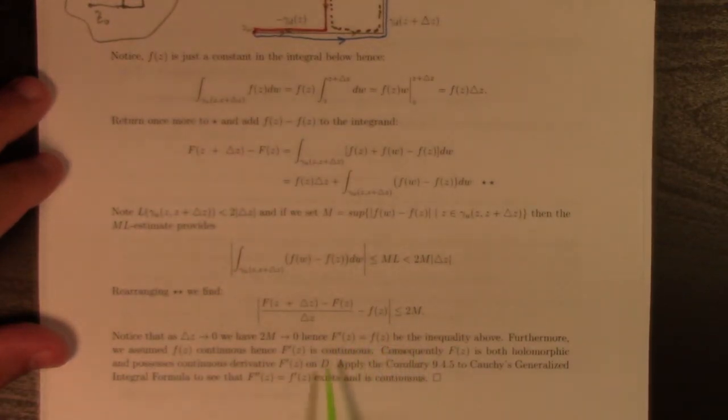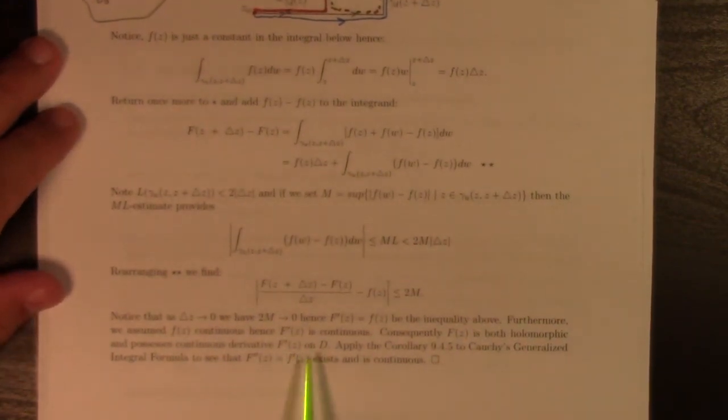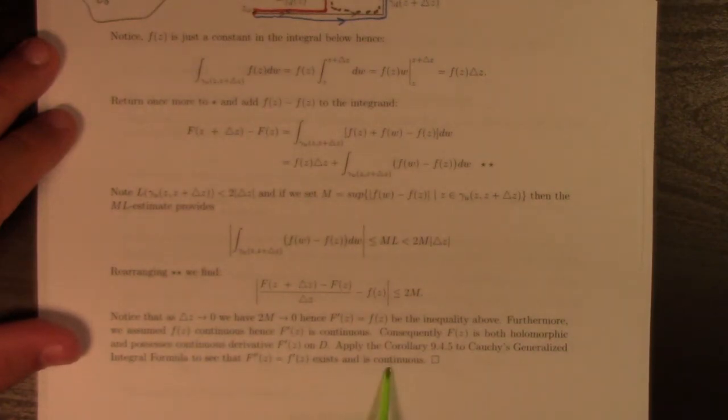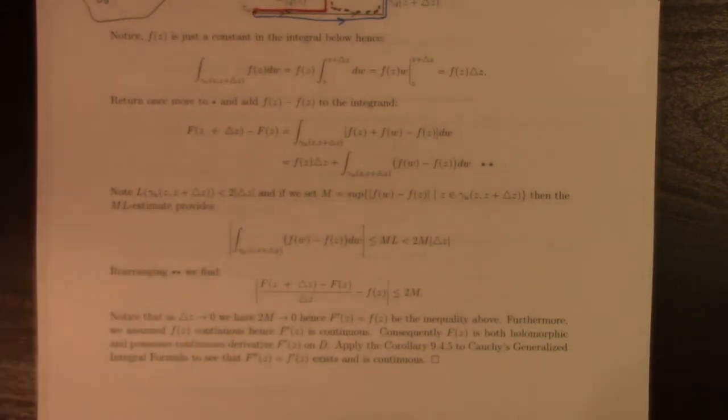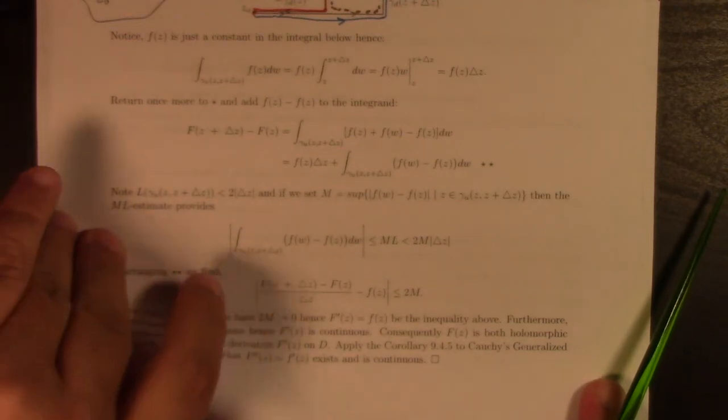Furthermore, since f is continuous, we have F prime of z is continuous, and so that means that the big F is both holomorphic and possesses continuous derivative F prime of z. So we can apply corollary 9.45 to Cauchy's generalized integral formula, to see that F double prime of z, which is equal to f prime of z, exists and is continuous. Oh, this is really quite an argument. And there's Morera's theorem. All right.